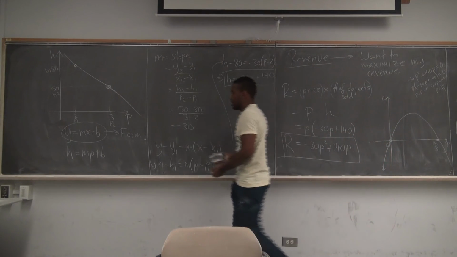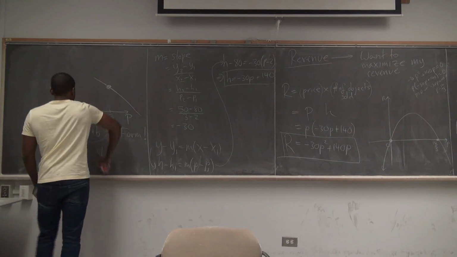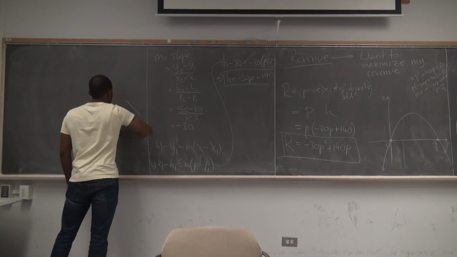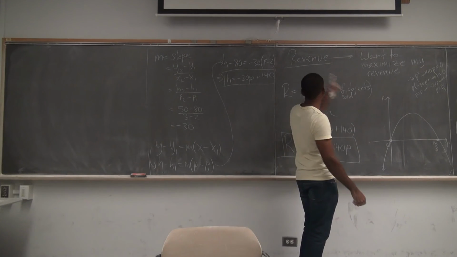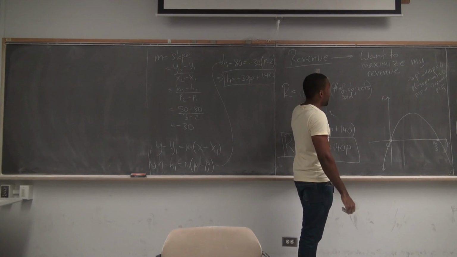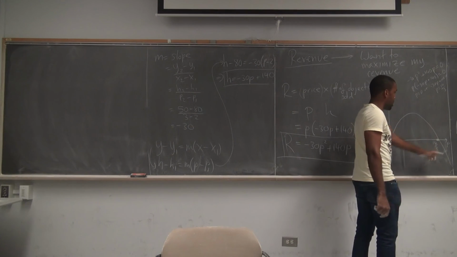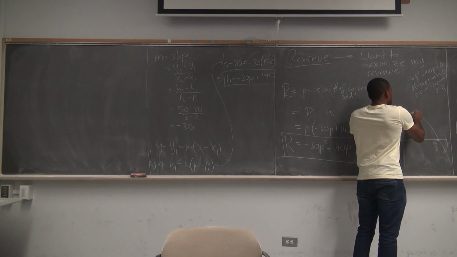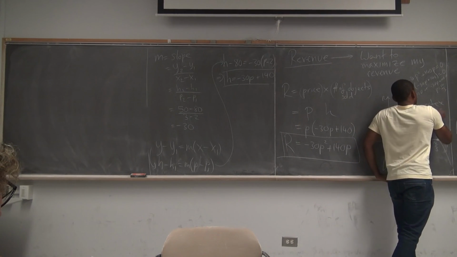Okay. Now take a guess. Which point is the point that I care about? The vertex, the highest point, right? This is the picture that represents the function for my revenue. I want to make it as big as possible. Clearly the point on this function that's the largest value is going to be the vertex. We want this.